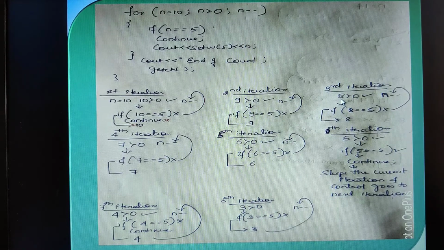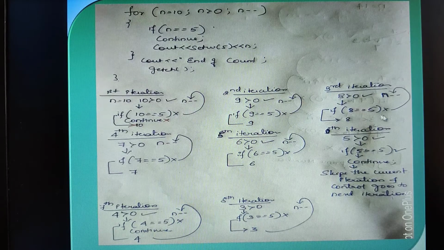So n becomes 8. Is 8 greater than 0? Yes, the condition is true. On satisfying, it is checking whether 8 is equal to 5. The condition is false, so continue will not execute. The control prints the value of n, that is 8.